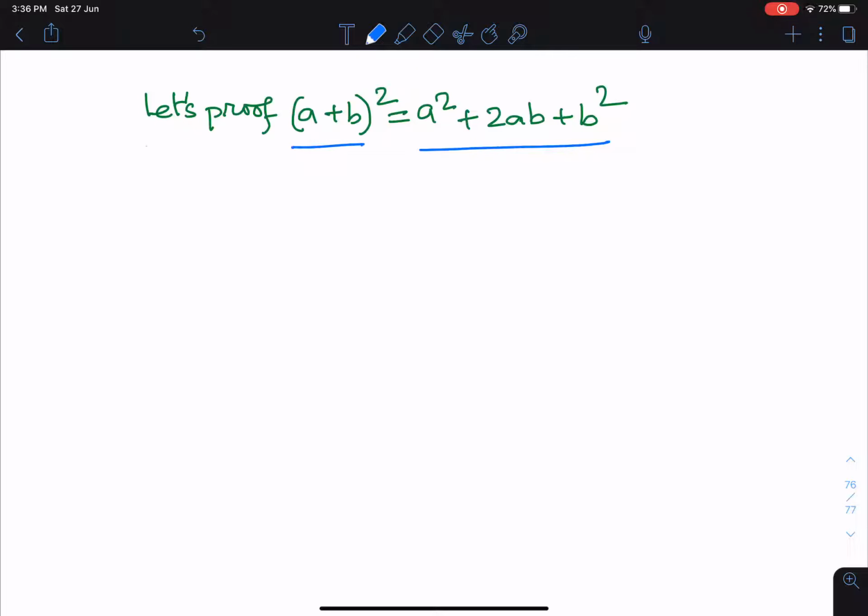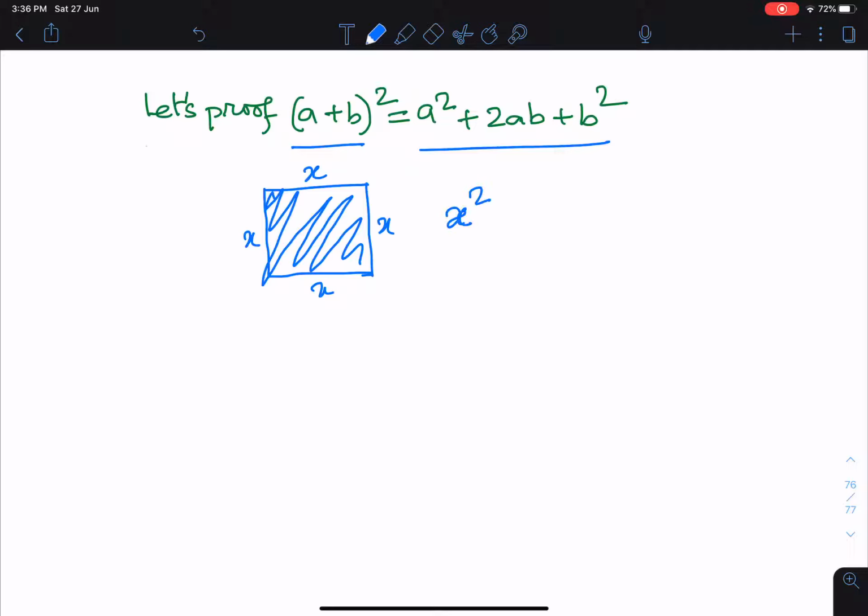First thing is, what is the area of a square? If a square is like this, with all sides equal to x, what will be the area of this square? This is x square. The area of a square will be x square.